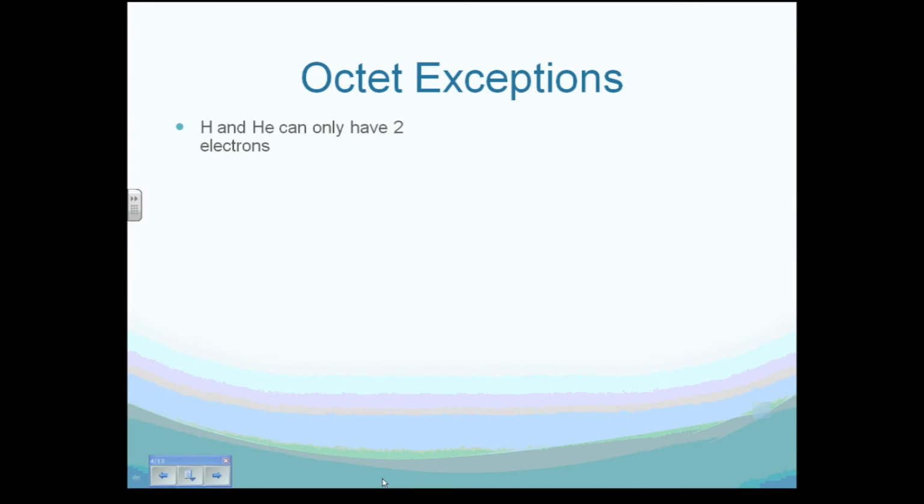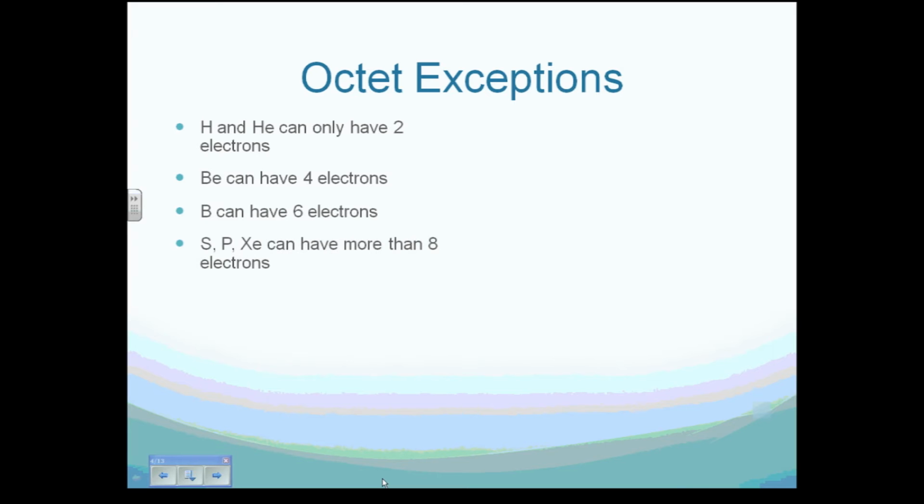As for exceptions to the normal octet rule of an atom having 8 electrons as the most stable form, helium and hydrogen only need 2 electrons to be stable. Boron and beryllium can have 4 or 6 and be stable. Phosphorus, sulfur, and xenon can have greater than 8 electrons.